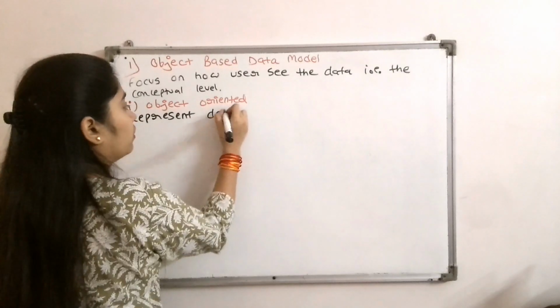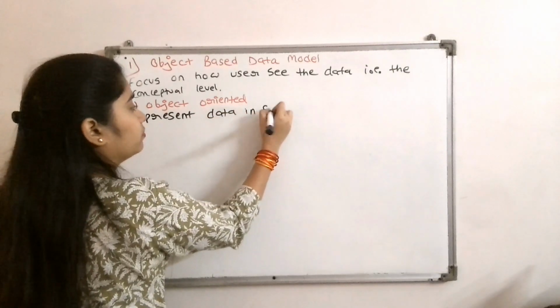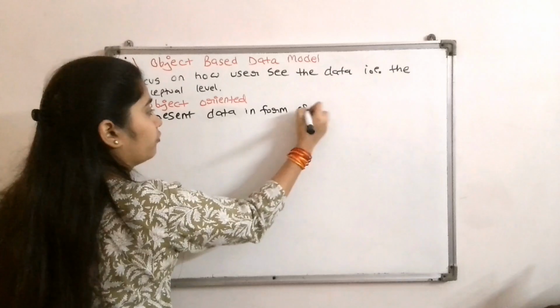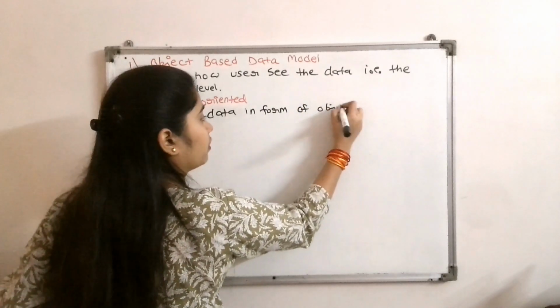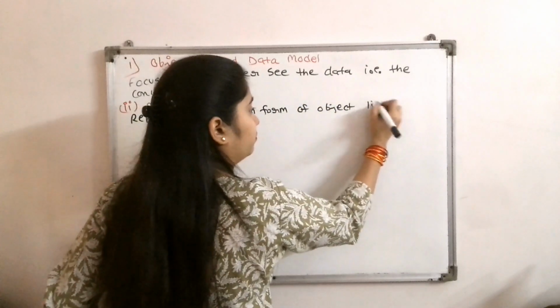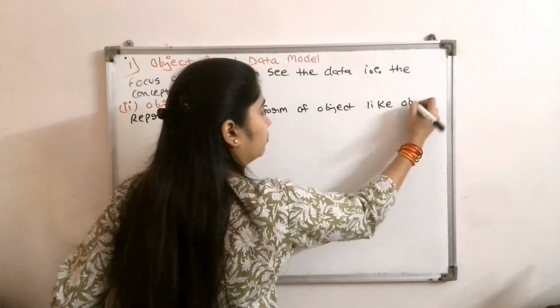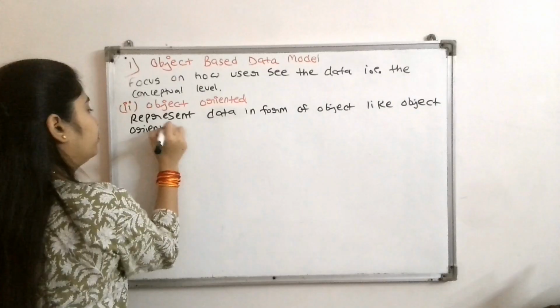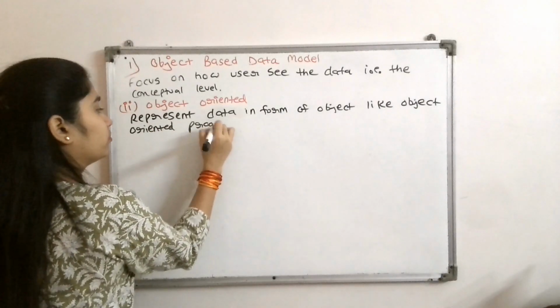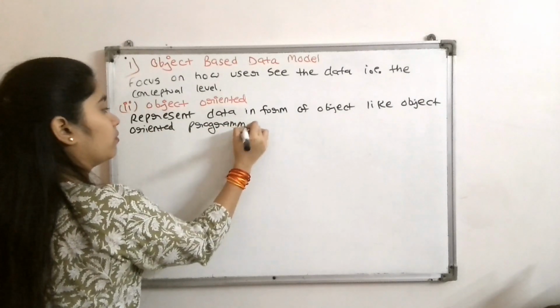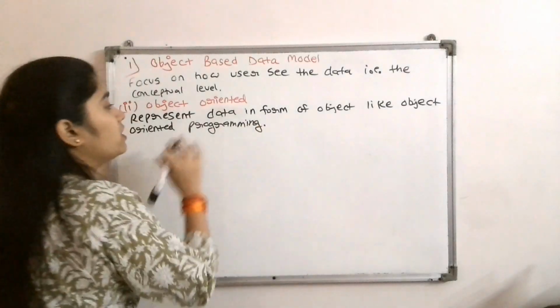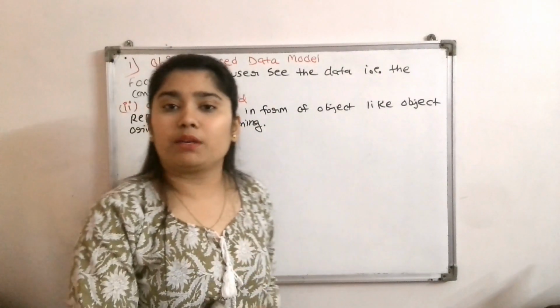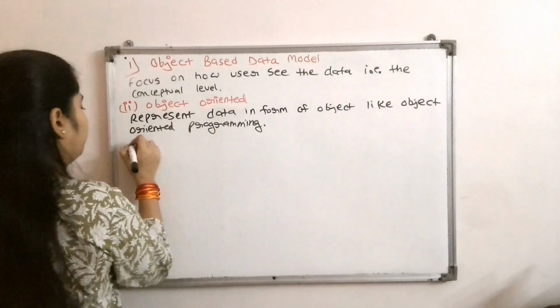Represent data in form of object, like object-oriented programming. And here, see, object contains the attribute and the methods.